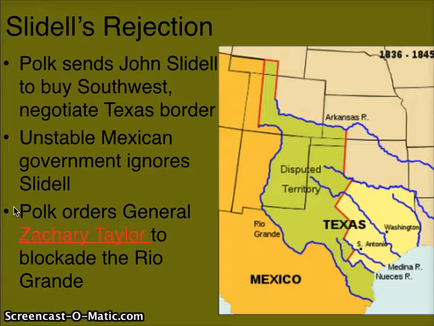So what Polk ends up doing is he orders a general, Zachary Taylor, to go and create a block in the Rio Grande. Okay, this was seen as a huge offense by Mexicans. They did not like that the Americans were sort of standing their ground and blockading Mexico.